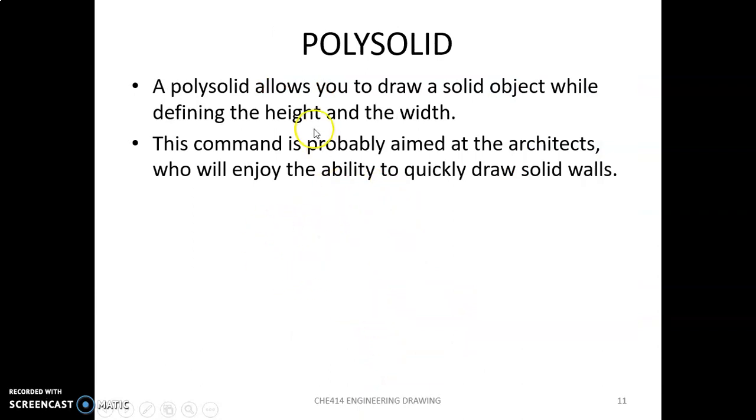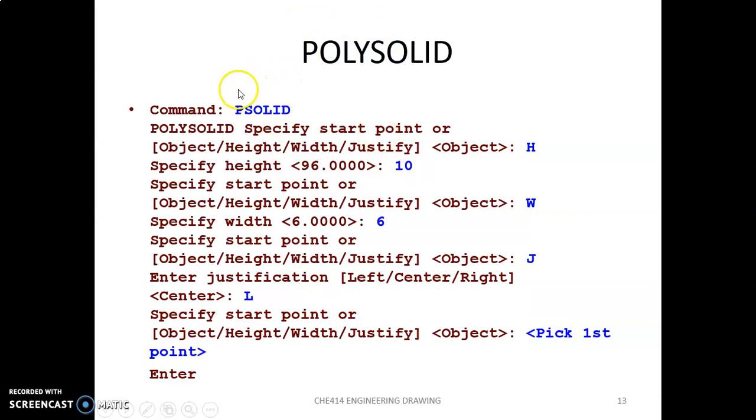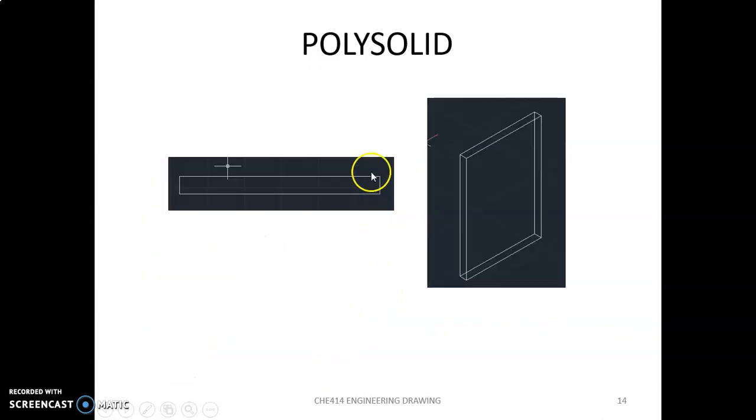For polysolid, it allows you to draw a solid object while defining the height and also the width. So, for example, you want to draw a polysolid with a specific height and width. Type in the command psolid, refer to polysolid, and then you can put any height or width that you want. Press enter. So this is how it will look like. Okay, polysolid.